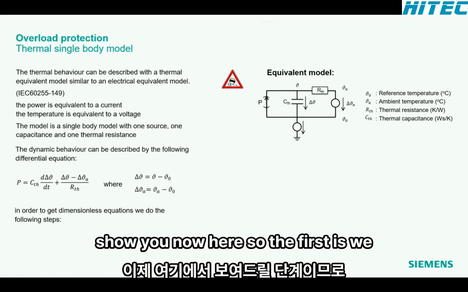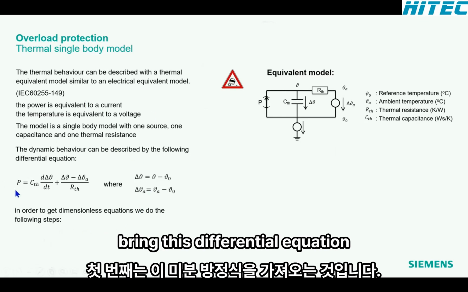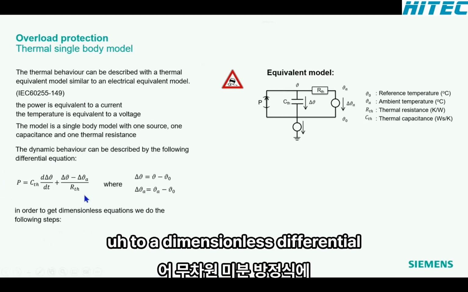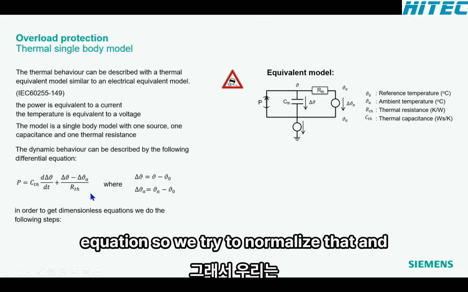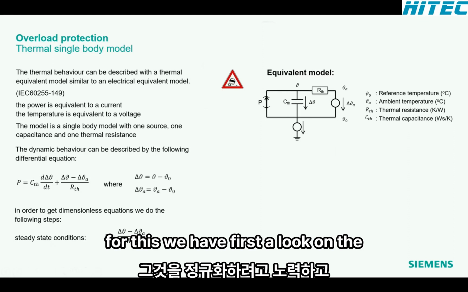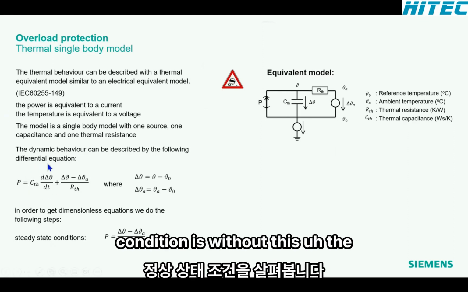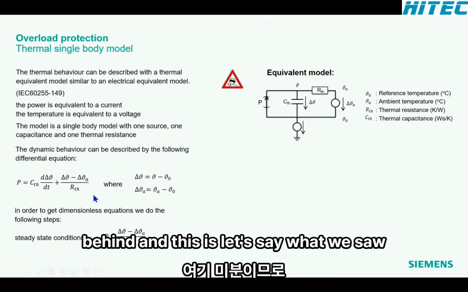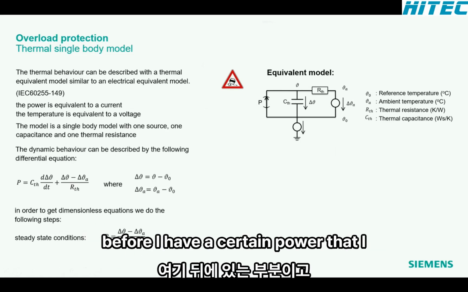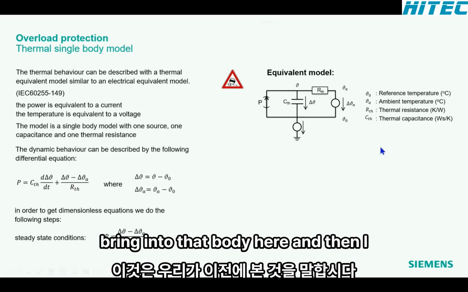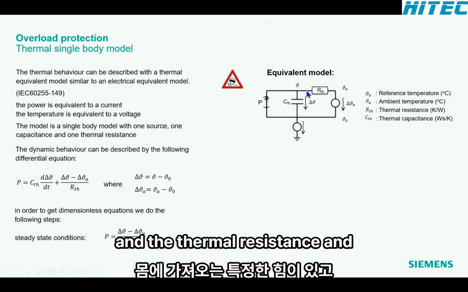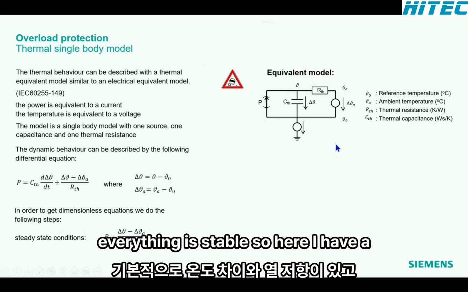So the first is we bring this differential equation to a dimensionless differential equation. So we try to normalize that. And for this, we first have a look at the steady state condition. The steady state condition is without this derivative here, so just the part behind. And this is, let's say, what we saw before. I have a certain power that I bring into that body here. And then I have basically temperature difference and thermal resistance, and everything is stable.